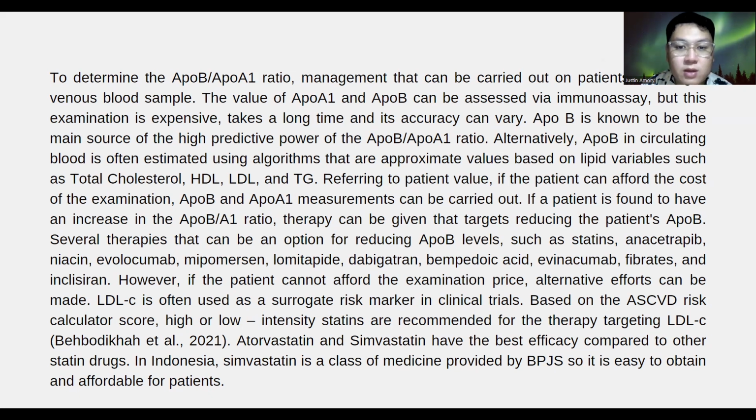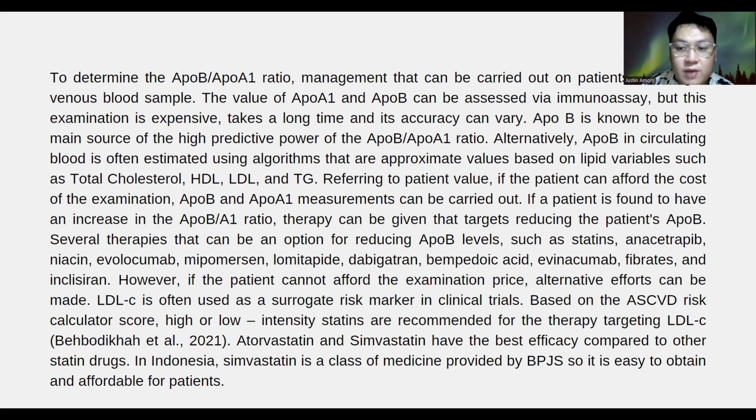The value of ApoA1 and ApoB can be assessed via immunoassay, but this examination is expensive, takes a long time, and its accuracy can vary. ApoB is known to be the main source of the high predictive power of the ApoB/ApoA1 ratio. Alternatively, ApoB in circulating blood is often estimated using algorithms that give approximate values based on lipid variables such as total cholesterol, HDL, LDL, and triglycerides.